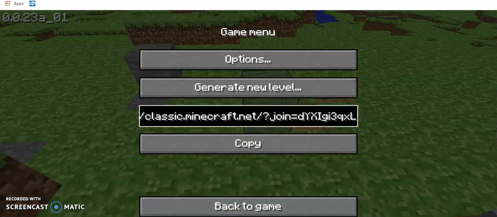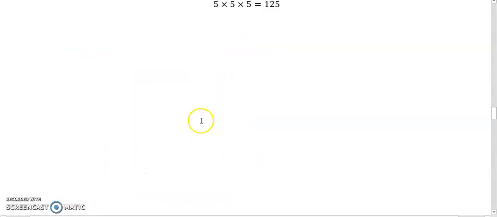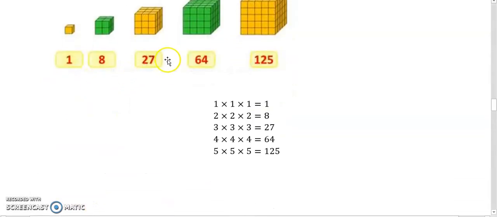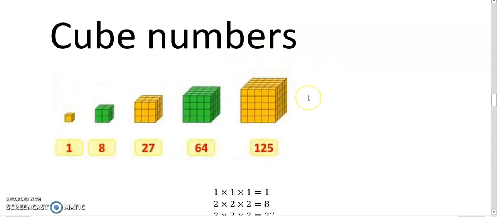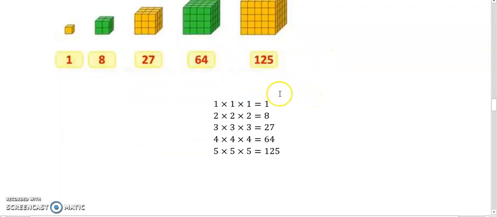Now we're going to go into my Word document. Look at the cube numbers. Okay, 1, 8, 27, 64, 125. But the way we calculate the cube numbers is we cube numbers. Cubing is another way of saying times a number by itself 3 times. So 1 times 1 times 1 is 1. 2 times 2 times 2. Well, 2 times 2 is 4. And 4 times 2 is 8. Okay, 3 times 3 times 3 is 27. 4 times 4 times 4 is 64. 5 times 5 times 5 is 125.